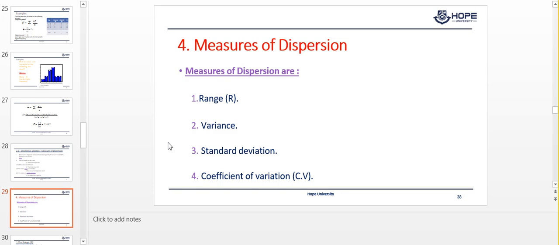So measures of dispersion are mostly in 4 sections. The first is range. Number 2 is variance. Number 3 is standard deviation. Number 4 is the coefficient of variation.